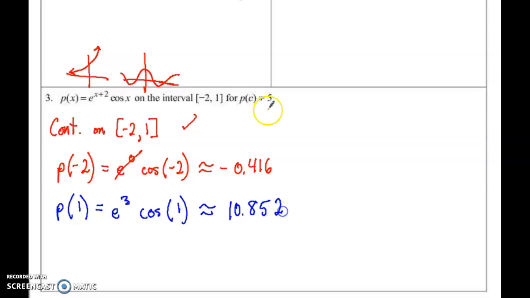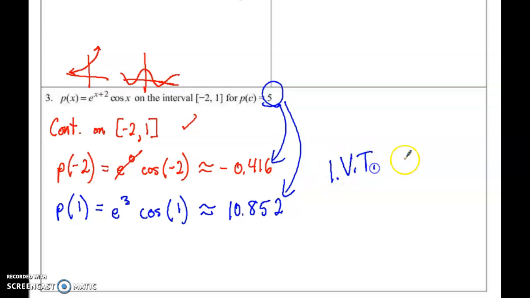So as we look at this, it is continuous, check. Is 5 between our two bounds? Yep. So the intermediate value theorem applies. There is a value for c between -2 and 1 such that when you plug it in you'll get 5. Now how do you find that value?